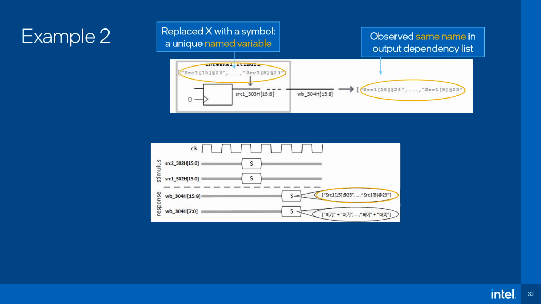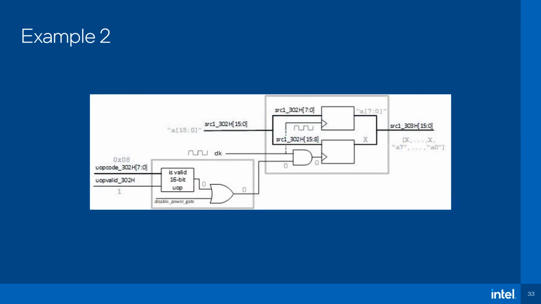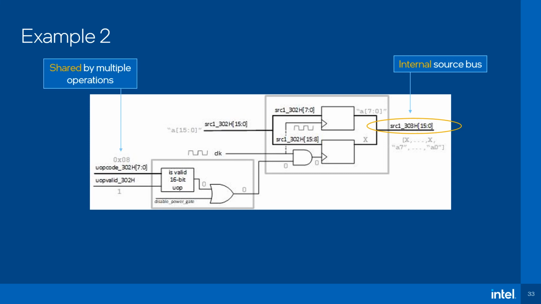Now let's take a quick look at the mechanism that caused this. This logic causes data to linger internally and propagate to the writeback. This signal here is the one we just observed to have an X and replaced with a name variable, source 1 at stage 303. It is used by operations of various data sizes. In our simulation, we drive symbolic values at the full width of the vector, all 16 bits. In this simplified example, we have either 8 or 16-bit operations.